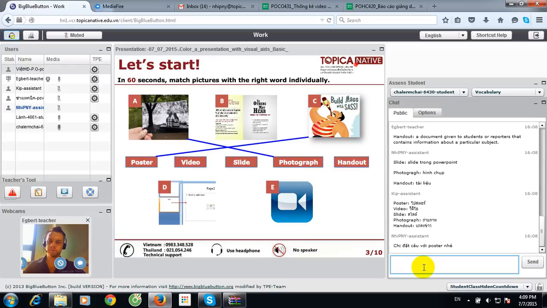Picture B is video. Yes, perfect. And can you make a sentence using the word? The slide can make your presentation more interesting. For example, I agree. And then Lang, please match one more picture and a word. Picture B with handout. Perfect. Handout. Yes.